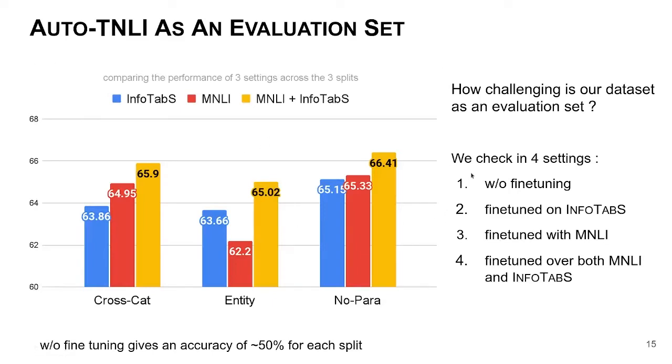Now to the results. For checking how good it is for evaluation, we checked for 4 settings. First is without fine-tuning, second is fine-tuned on InfoTabs, third is fine-tuned with MNLI, and fourth is fine-tuned over both MNLI and InfoTabs. Now without fine-tuning gives an accuracy of 50% for each split, which is expected.